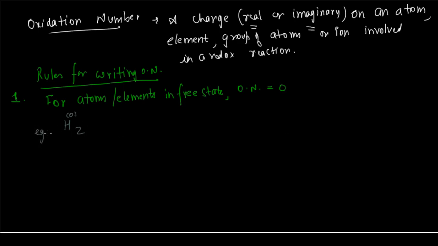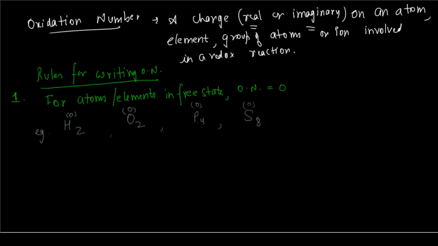Another example is oxygen. Again, very simple. In this case also, the oxidation number of oxygen is 0. If we take the example of phosphorus in P4 state, again ground state, free state, so oxidation number is 0. Sulfur, S8, again in its free state, so oxidation number of sulfur is 0. So these are different cases. In any case where you will find it in the ground state, the oxidation number will be 0. Now why is this so?